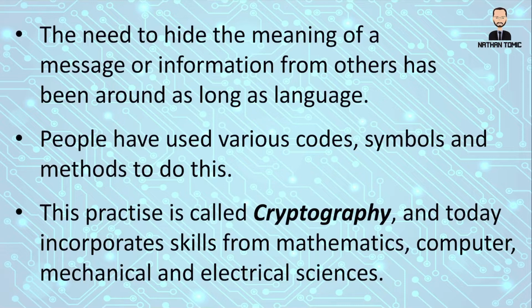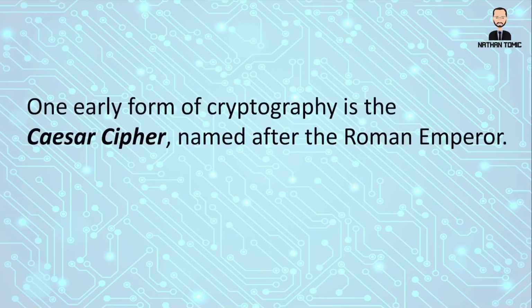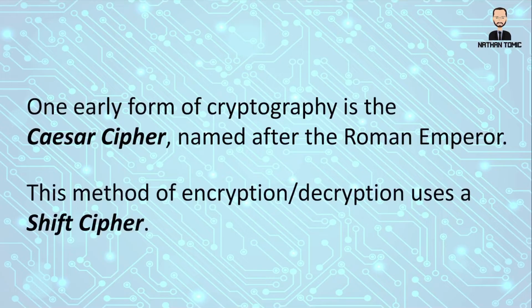And today that idea incorporates skills from mathematics, both computer, mechanical, and electrical sciences. So it can be purely electronic, and it can also be a mechanical method. One early form of cryptography is the Caesar cipher, and that was named after the Roman Emperor Julius Caesar. This method of encryption and decryption uses what is called a shift cipher.